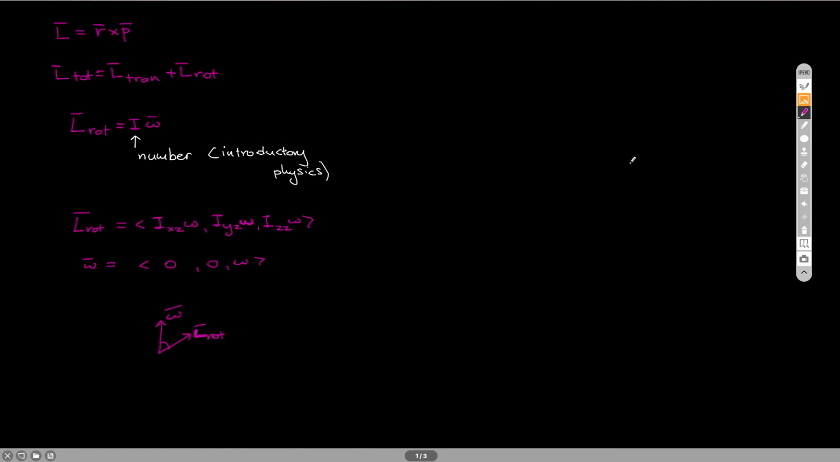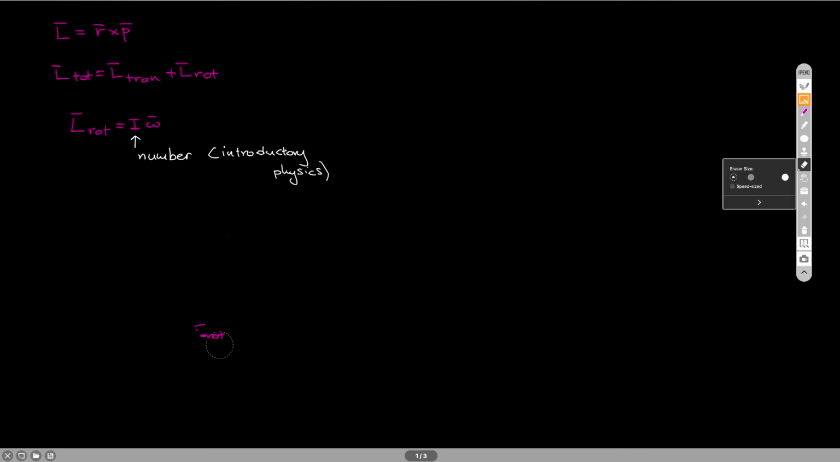So now that I have shown you that rotation around the fixed axis, like a relatively simple case, results in the spin angular momentum not pointing in the same direction as the angular velocity, now I will show you what is really going on in a more general case. So that's what we said in introductory physics.